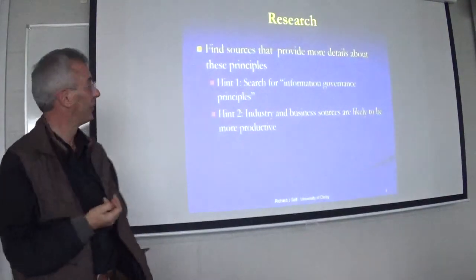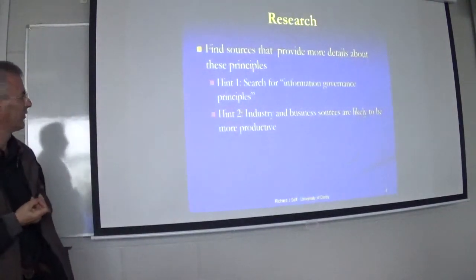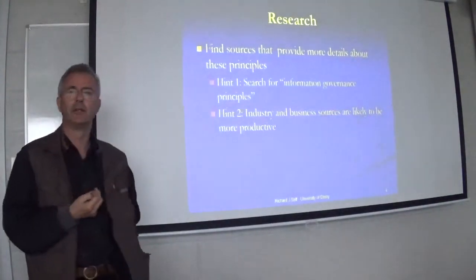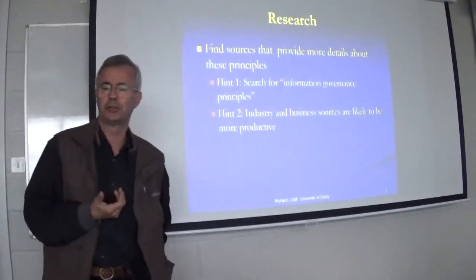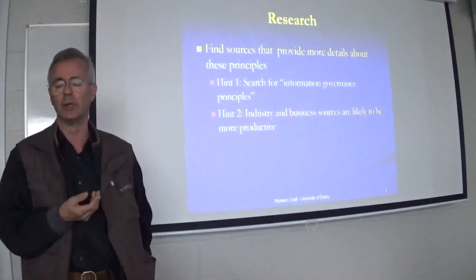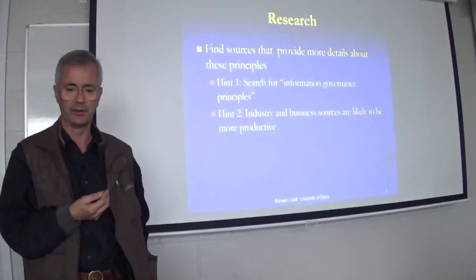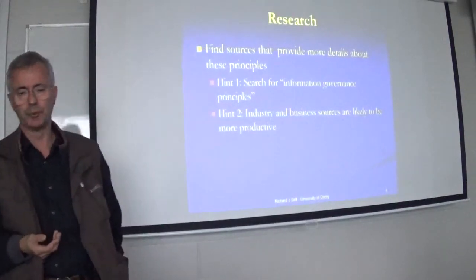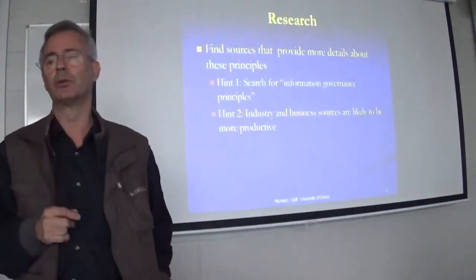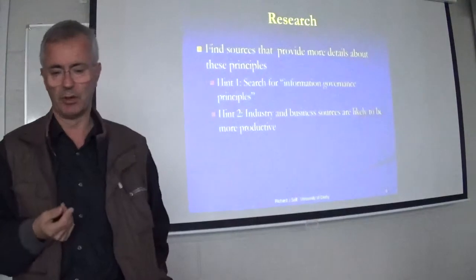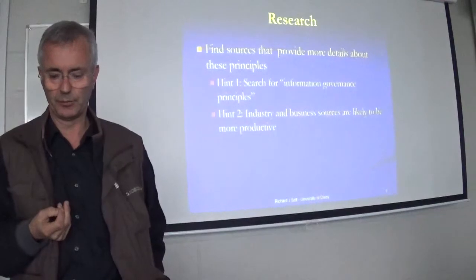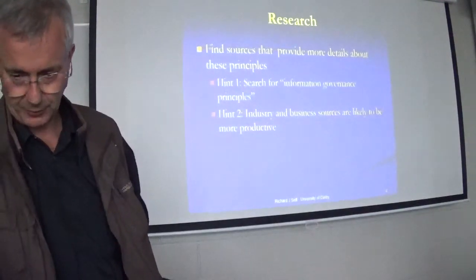Two little hints here. One, search for information governance principles. And secondly, think about the fact that most of the sources that are going to be really valuable are going to be professional advice, the professional, business and industry sources, rather than trying to search through the academic sources, the library-related academic journals. So much more valuable to look for in Google rather than inside library systems. So that's the first thing to do in terms of research.